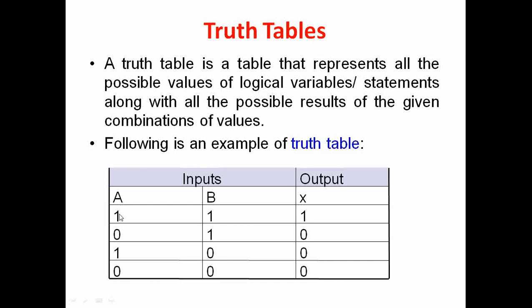First, if both the inputs a as well as b are 1, then we get the output as 1. Another combination is input A is 0 and input B is 1. The next combination can be input A is 1 but input B is 0, and the last combination can be both the inputs A and B are 0, and this is the output based on these two inputs. So this is how we can create a truth table.